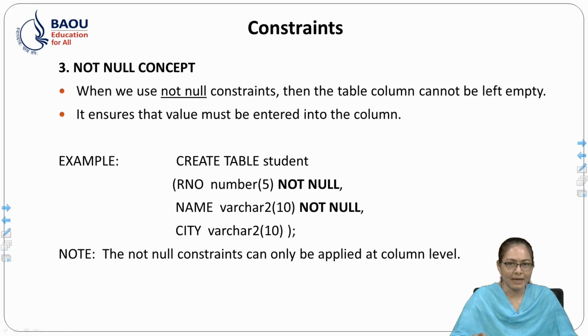Now the name varchar2 in the bracket 10 is not null. The name column must also have data entered. It is a compulsory field. Then city varchar2 in the bracket 10. Here the roll number and name fields are compulsory. You must enter the data into the roll number and name fields. Note that the not null constraint can only be applied at the column level, not at the table level.